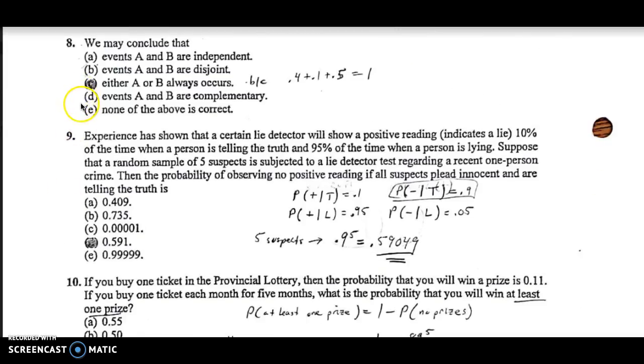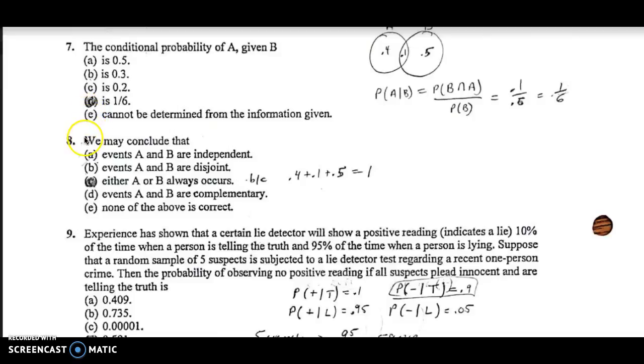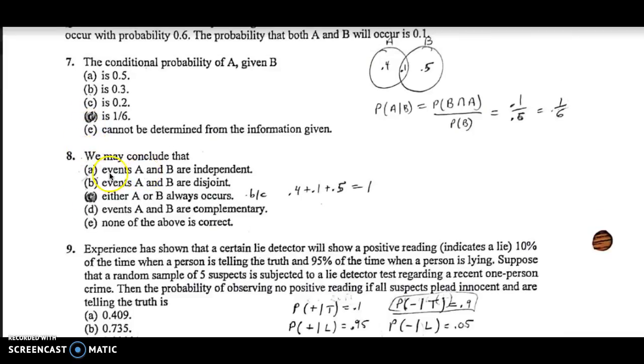Number 8. You can conclude from this scenario, are they independent? Well, we could go through and prove whether or not they are, but that would be a lot of work. If they're disjoint, disjoint means they don't have overlap at all. Clearly they overlap. Are they complementary? I don't know, we haven't talked about that.